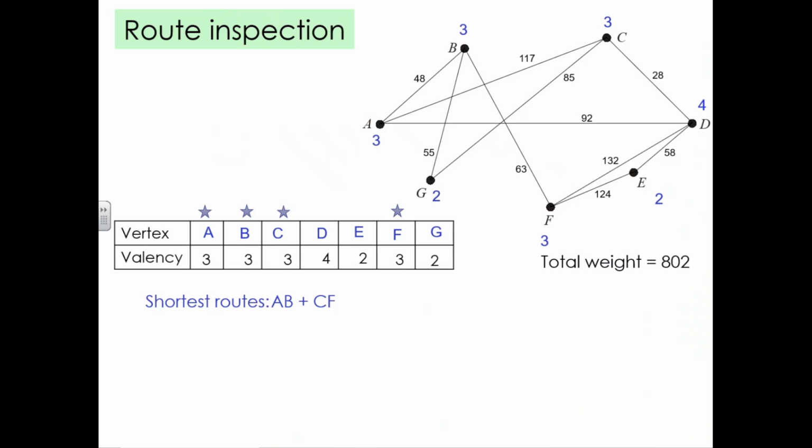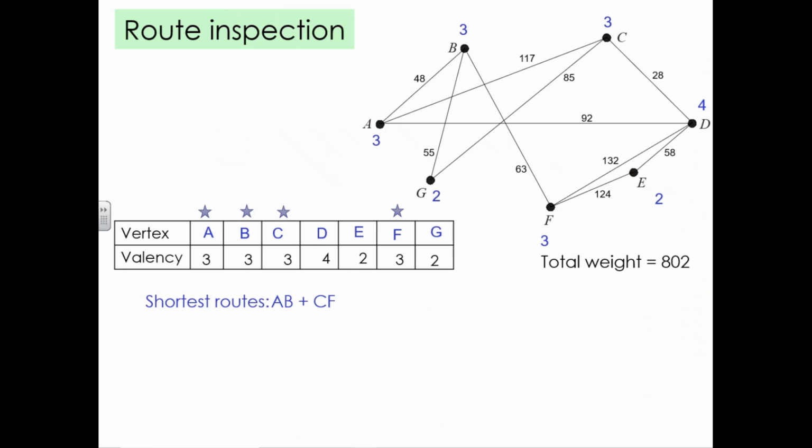So the direct route is 48. Your other options would be kind of going via C. Well, that's 117. It's not that one. Or going via D, which is 92. Obviously, it's neither of those, but you have to check them. So the shortest route from A to B is just AB.